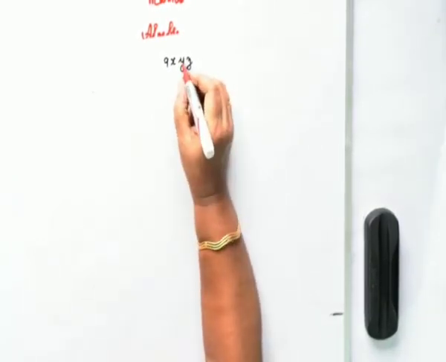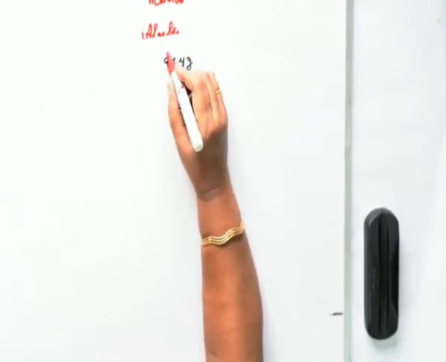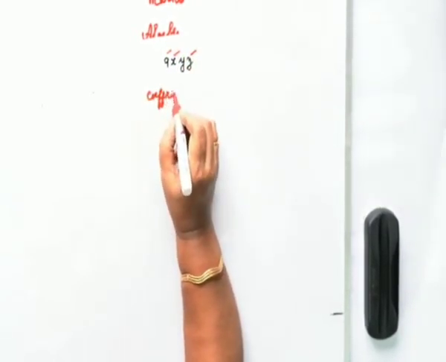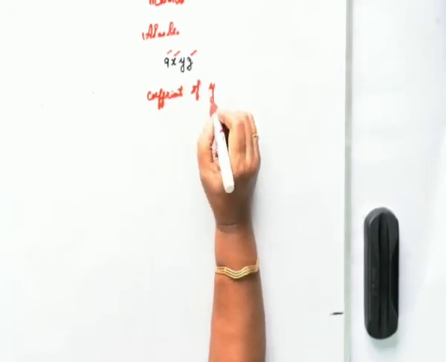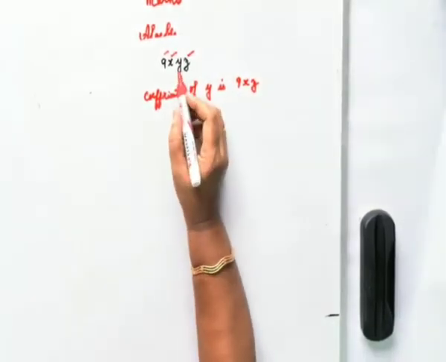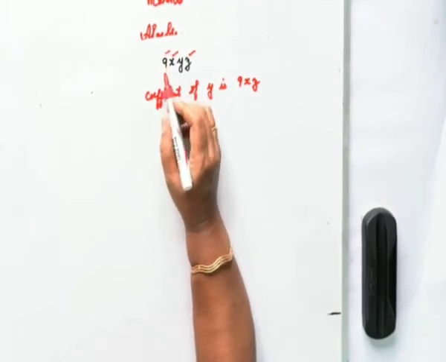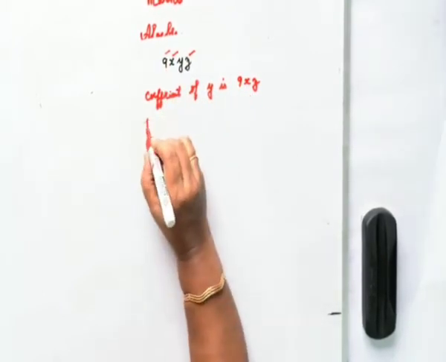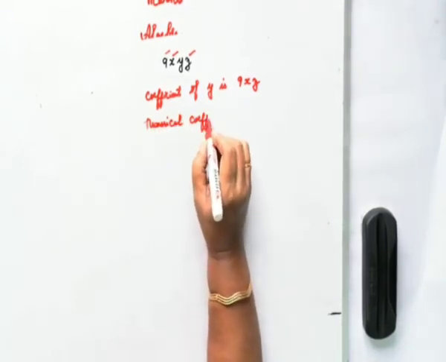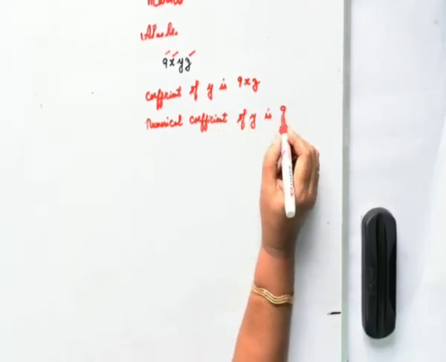Here what is the coefficient of y? The other factors combined with the variable. So 9xz. So the coefficient of y is 9xz. In the same question, if we want to find out the numerical coefficient, only the constant, the numerical coefficient of y is 9.